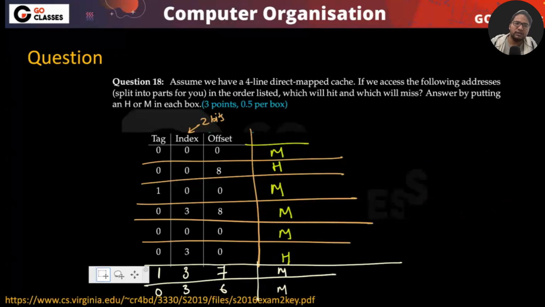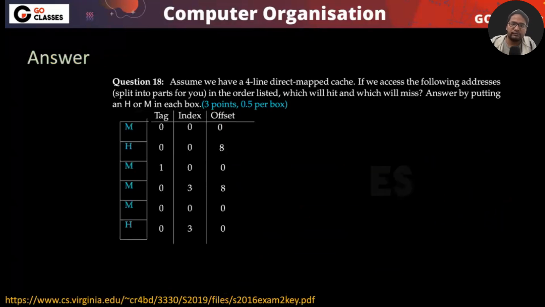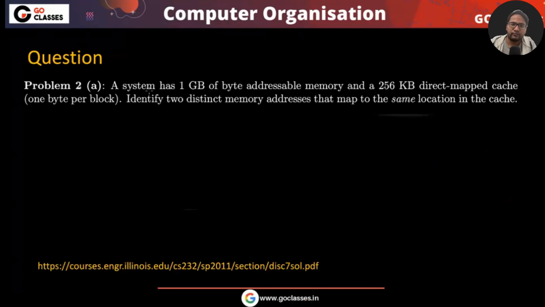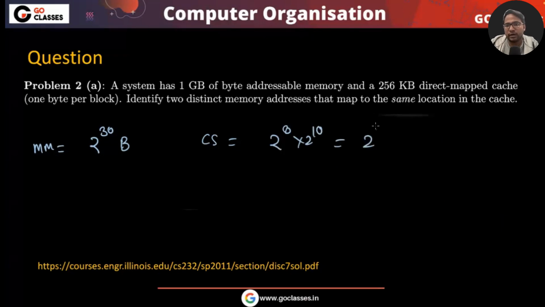Okay. Now let's see some more questions that we have here. Let's see this question. This is also a very tricky question. Let's see what they're saying. They're saying a system has 1 GB of byte addressable memory. So 1 GB means 2 power 30. This is the memory size. Cache size is given to you as 2 power 8 into 2 power 10, which is 2 power 18 bytes.